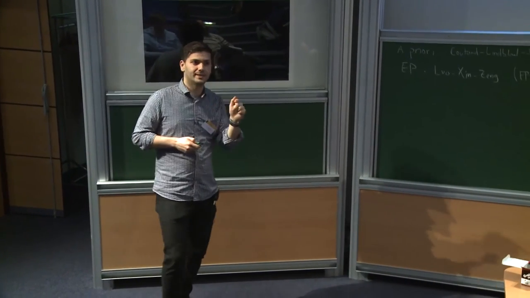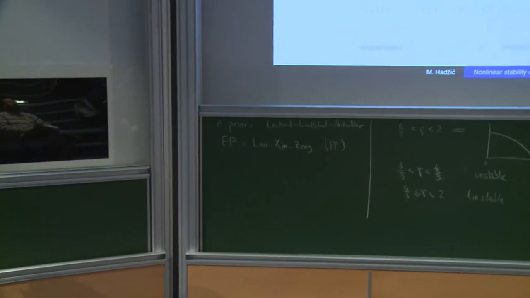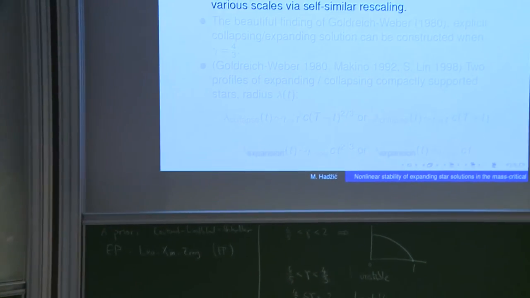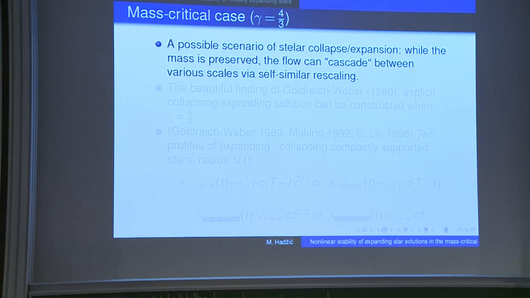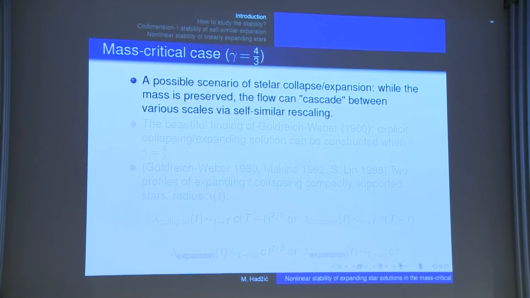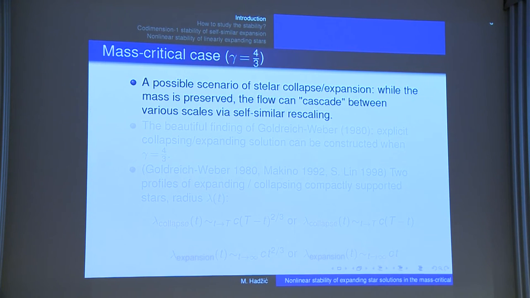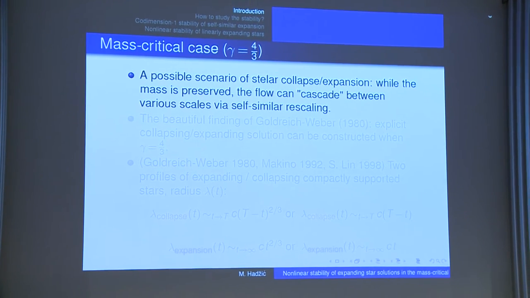I'll tell you why physicists like this particular value of gamma. You see, it's a rescaling that keeps the mass preserved. So it's very appealing to think of gravitational collapse or expansion as some process that cascades through these scales, lambda, but it preserves the mass.